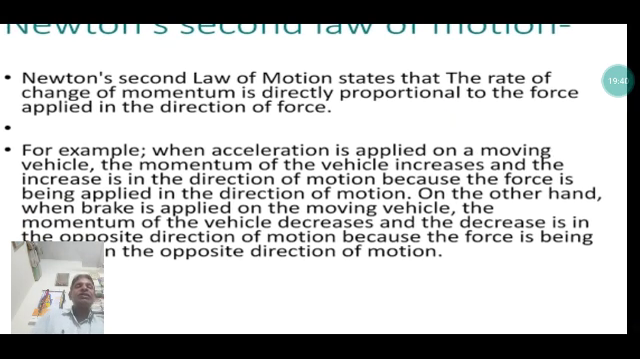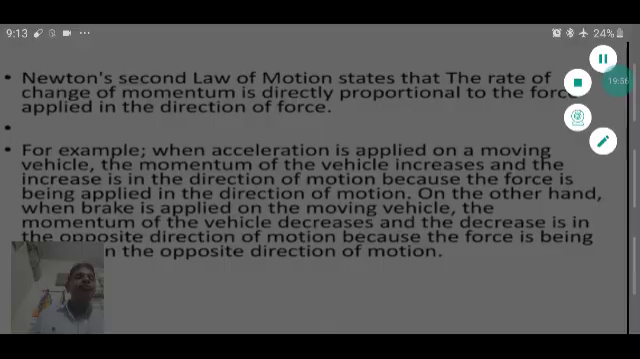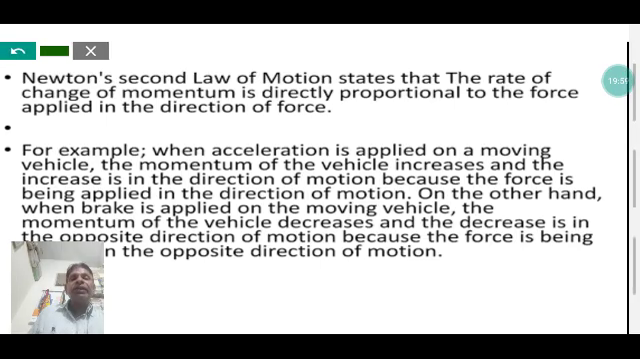For example, when acceleration is applied on a moving vehicle, the momentum of the vehicle increases, and the increase is in the direction of the motion because the force is being applied in the direction of the motion. On the other hand, when the brake is applied on a moving vehicle, the momentum of the vehicle decreases, in the opposite direction of the motion, because the force has been applied in the opposite direction of the motion.